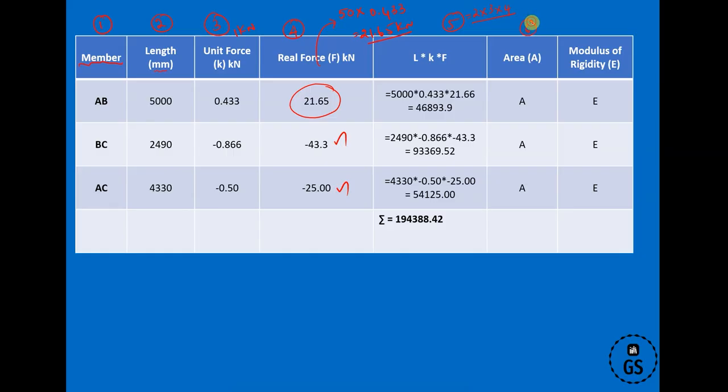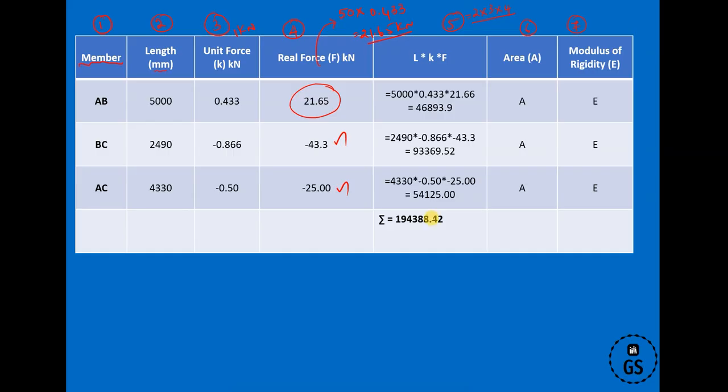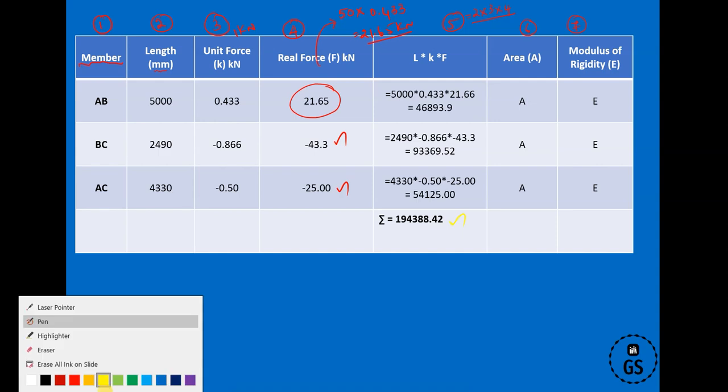Then the 6th and 7th columns represent the area of the section, each member's section area, and E is the modulus of rigidity. If it is provided, we can take the area of the members and Young's modulus. So once you are done with this part, now we can calculate the vertical deflection. So do the summation of all this. So we have done the workout, and the summation of the forces is taken.